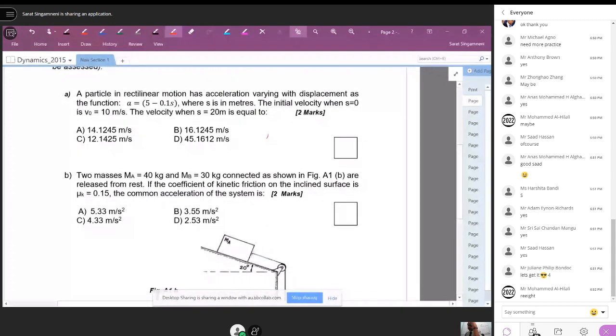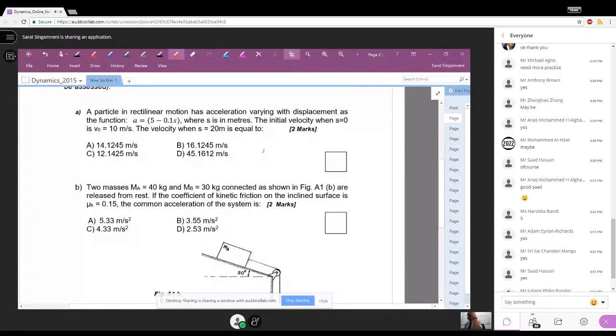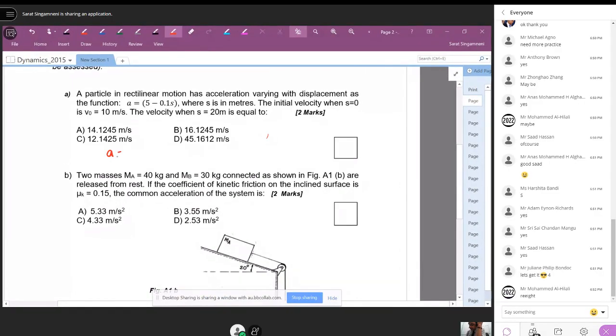A particle in rectilinear motion has acceleration varying with displacement as a function, where s is in meters. The initial velocity when s equals 0 is v0 equals 10 meters per second. What is the velocity when s equals 20 meters?